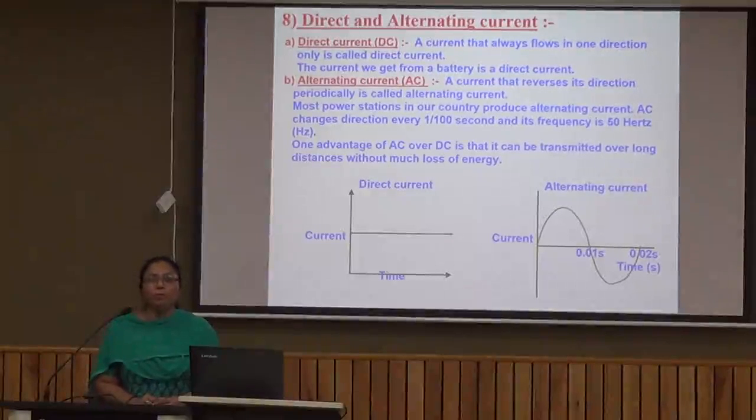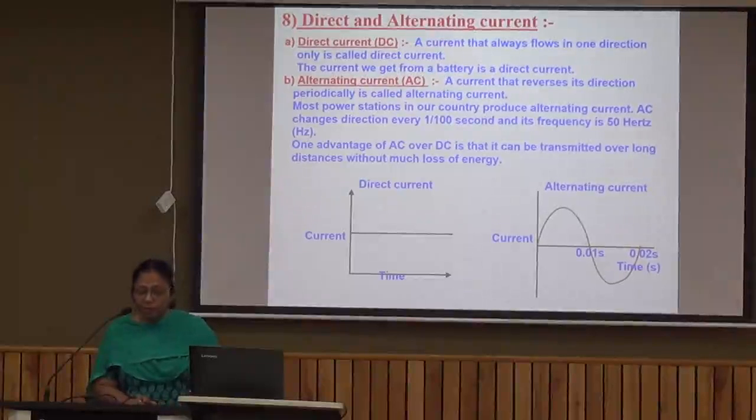Now to produce DC by the generator, split rings are to be used, and using the split ring in the generator will produce DC. What is DC? It is direct current where the direction of current does not change. It is a unidirectional current.